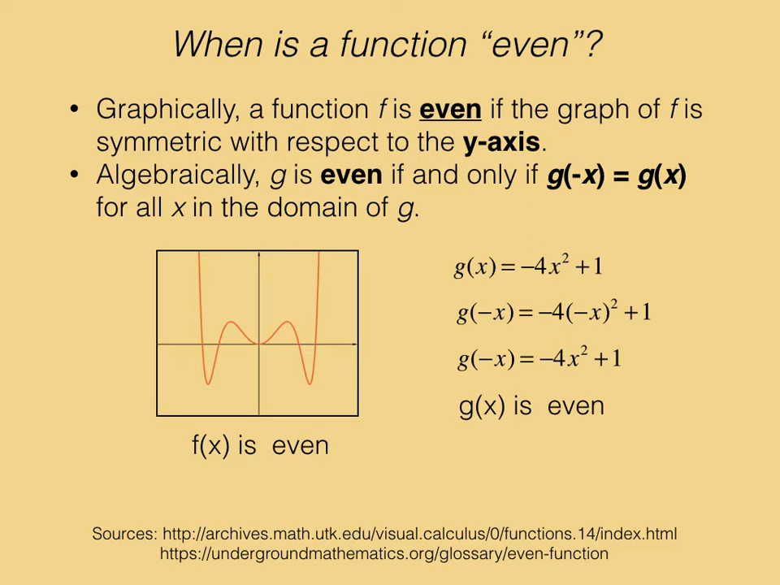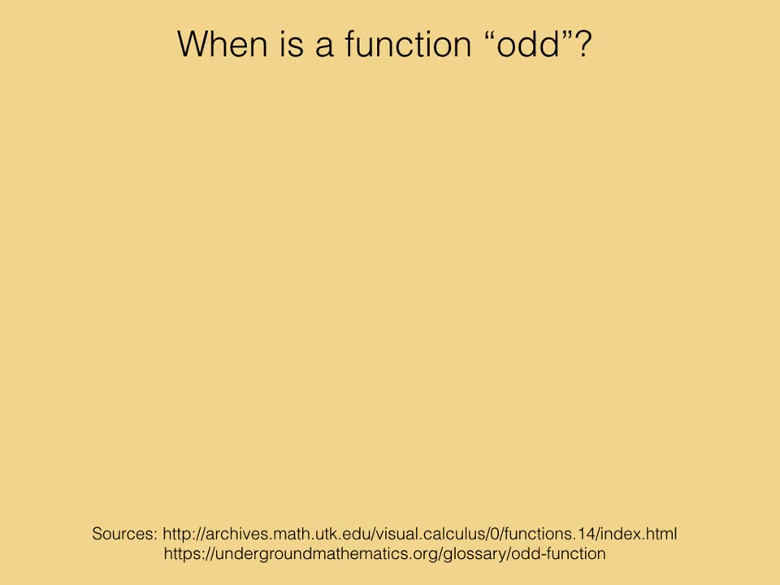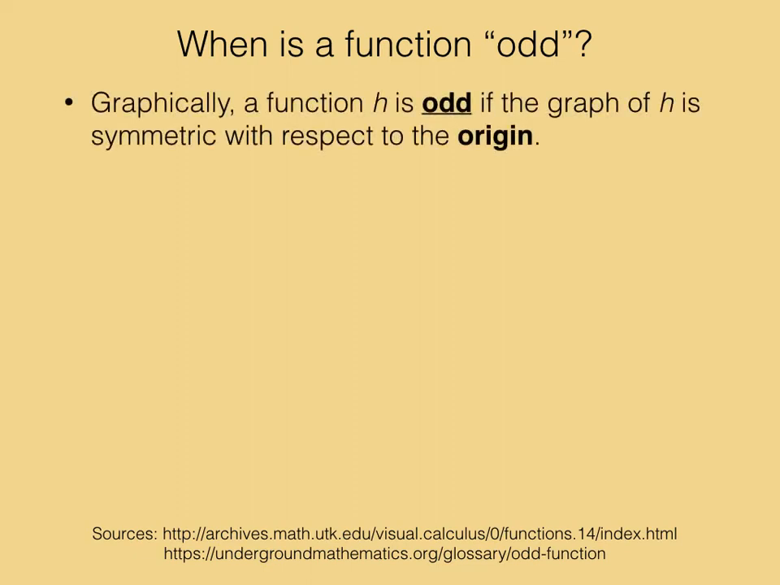Next, we'll look at when a function is odd. We don't want you to develop a misconception that a function is odd if it's symmetric with respect to the x-axis, because, as you know, that's not possible with functions. Functions must pass the vertical line test. If a graph was symmetric with respect to the x-axis, it would not be a function. So there's a different definition of when a function is odd. Graphically, a function is odd if its graph is symmetric with respect to the origin.